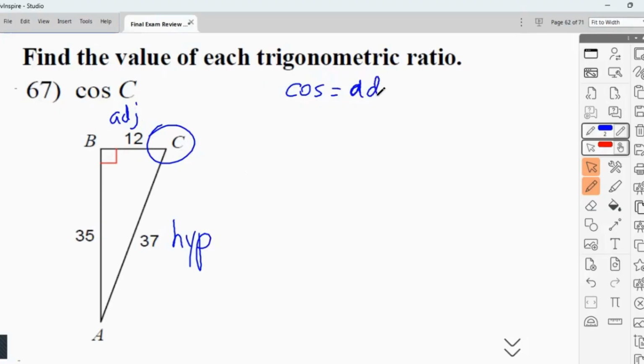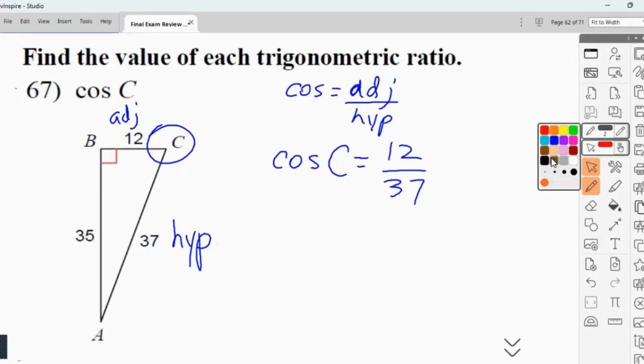Let me see if I can write that real quick. And in this case, we're going to just line it up. Cosine of C. According to what we see, the adjacent is 12 and the hypotenuse is 37. Done. Quick, fast, and easy.